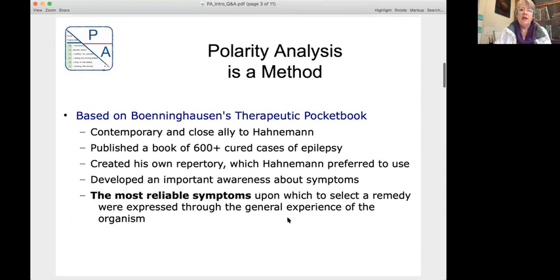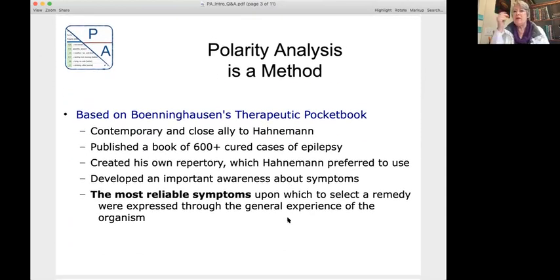So if we're looking at what is polarity analysis, it's a method. It is a method of doing homeopathy, a way of interacting and getting information from the client, of assessing that, and of effectively choosing a remedy and giving it to them. So it's the same thing you've already been doing with an adjustment in efficiency. It's based on Boenninghausen's Therapeutic Pocketbook.